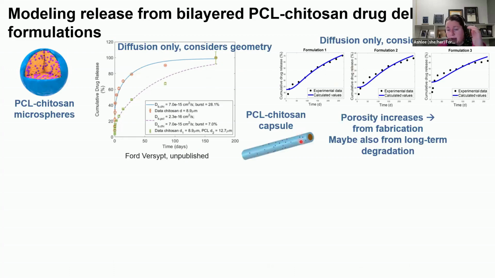When we consider the capsules, these different formulations have different starting porosity, and that porosity comes from fabrication, not from replicas of the same, but from intentional design choices to make them more porous, to adjust that release rate. And so if our model only considers diffusion and only considers these geometric differences in these large capsules, that's not sufficient to describe and fit this data.